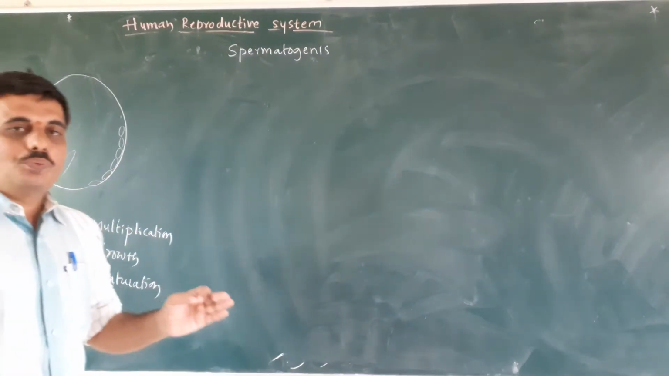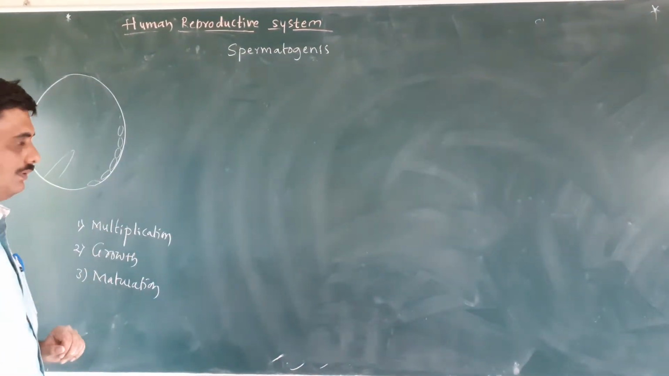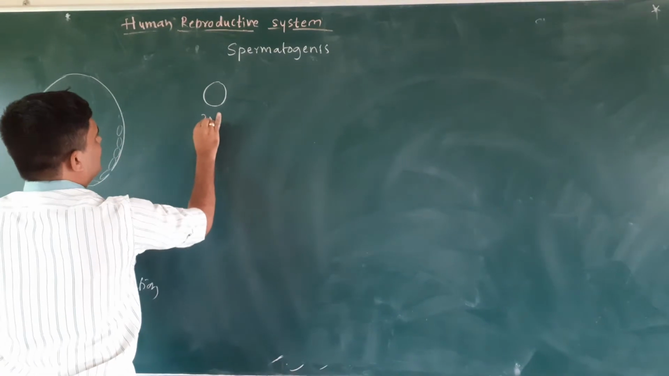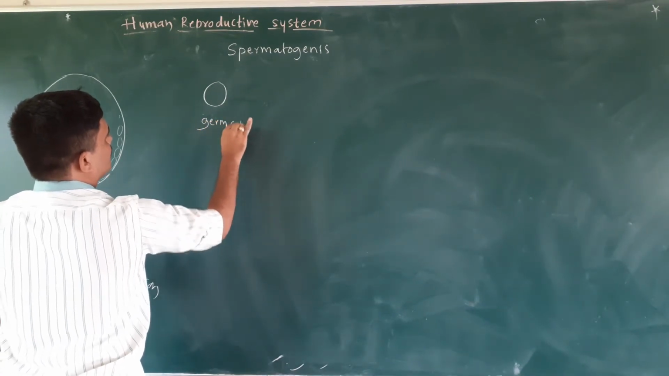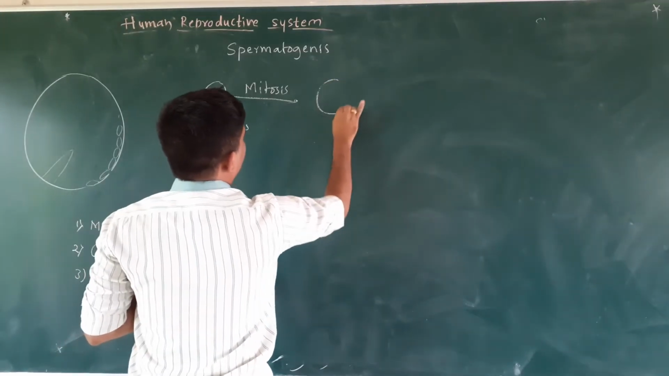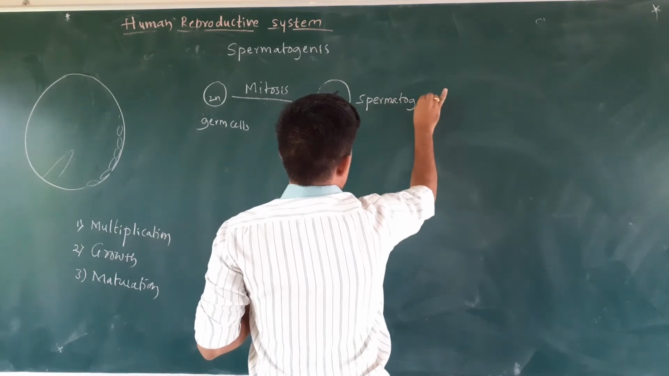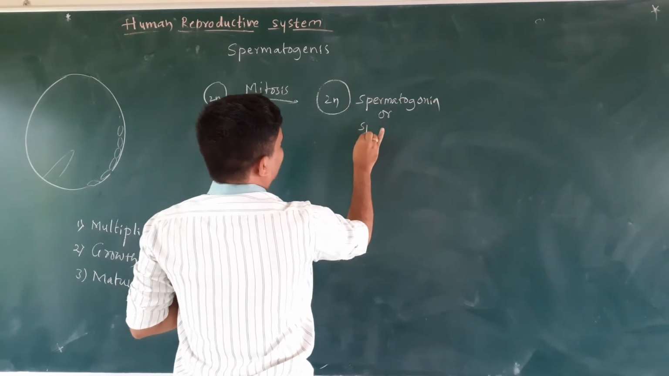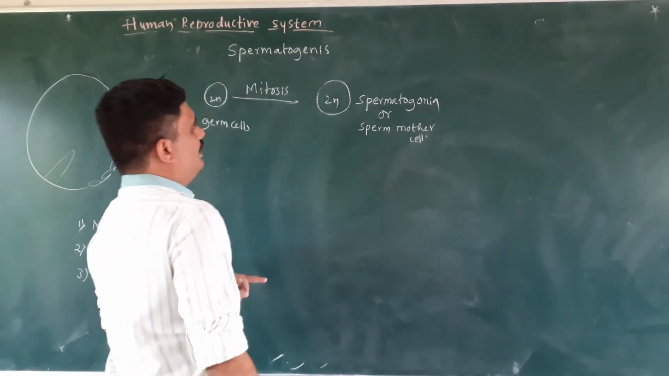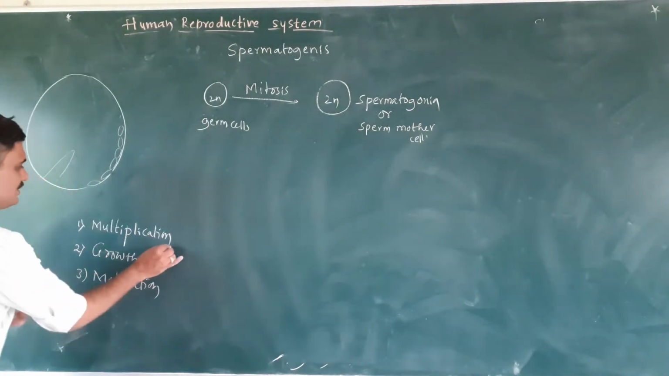At the onset of puberty, when a boy matures at the age of 12 to 14 years, the germ cells present inside the seminiferous tubule undergo repetitive mitosis to produce spermatogonia. The spermatogonia are also called sperm mother cells. This step is called multiplication.